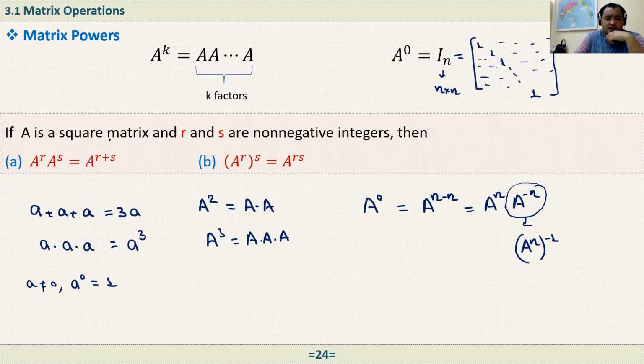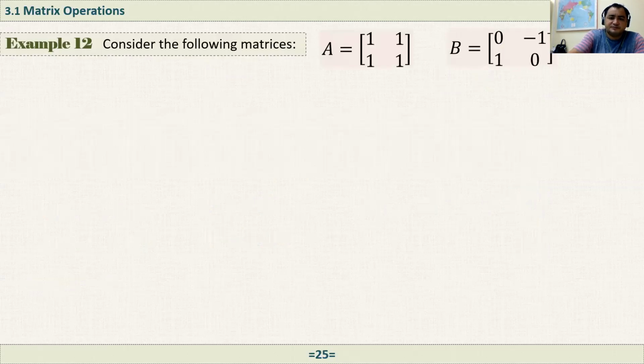Anyway, if A is a square matrix and r and s are non-negative integers, then A to the power r times A to the power s is equal to A to the power r plus s. It's very similar to real numbers. We just add their exponents or powers. And how about A to the power r, to the power s? That's just equal to A to the power r times s. By definition, we can prove this. It's very easy, but I'll skip the proving part.